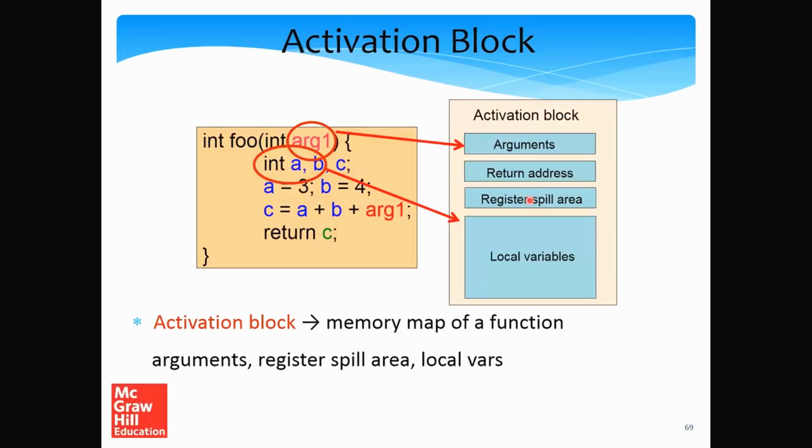So the activation block is essentially the region in memory that is used to keep all the values that are required for a function to execute. And as you see, after a function executes and after we return c, the activation block is not required.